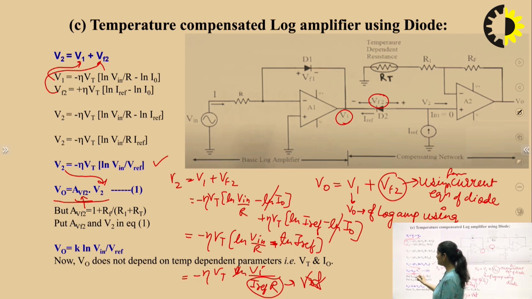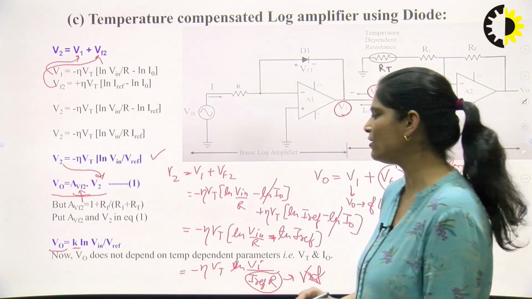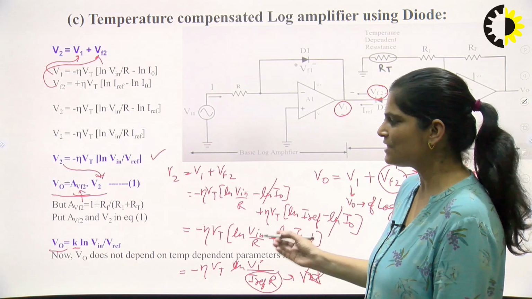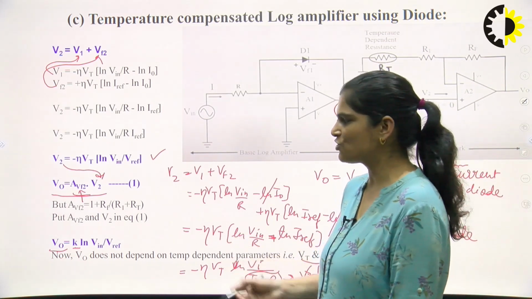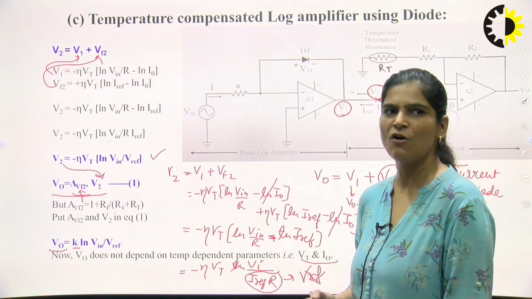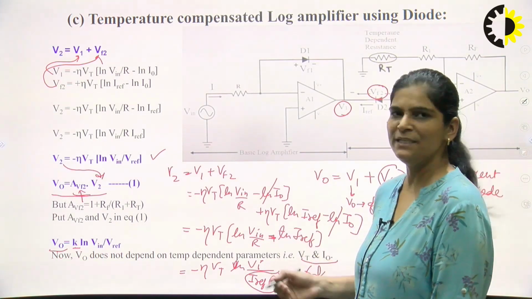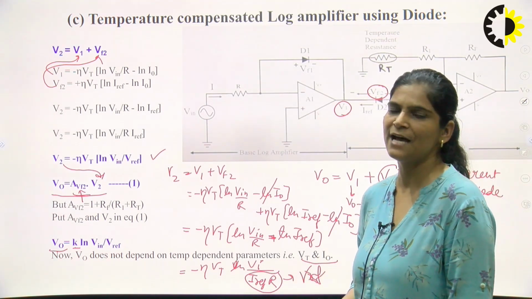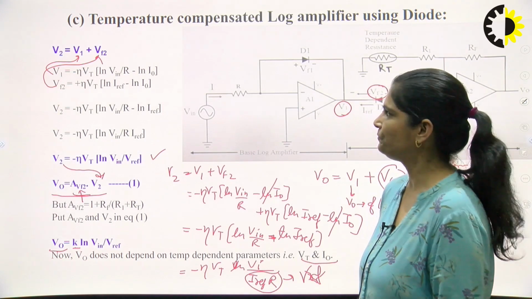Now by putting these values, we get V out is equal to K, a constant, times ln V in upon V reference. It means the output voltage does not depend on the temperature parameters, that is Vt and I naught. When we are not getting a temperature dependent parameter in the output voltage, it means it is overcoming the limitations of the logarithmic amplifier using diode and transistor.